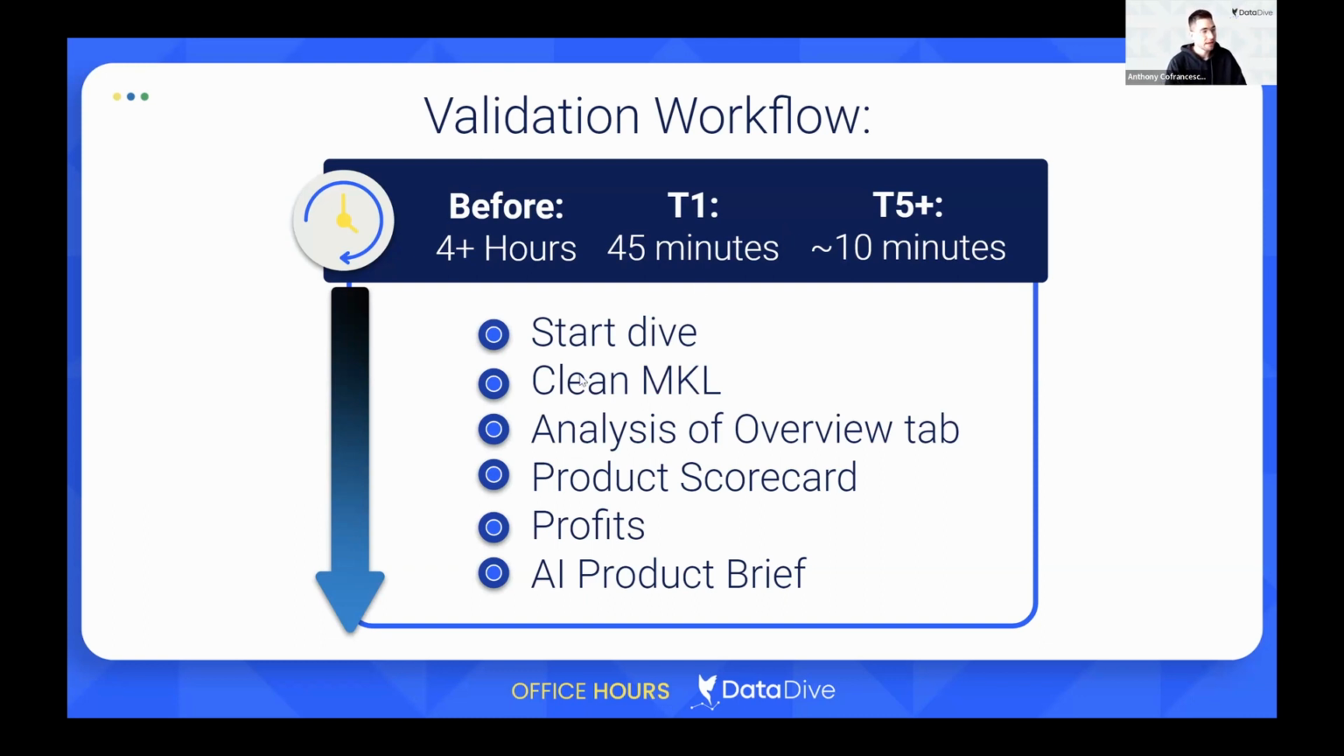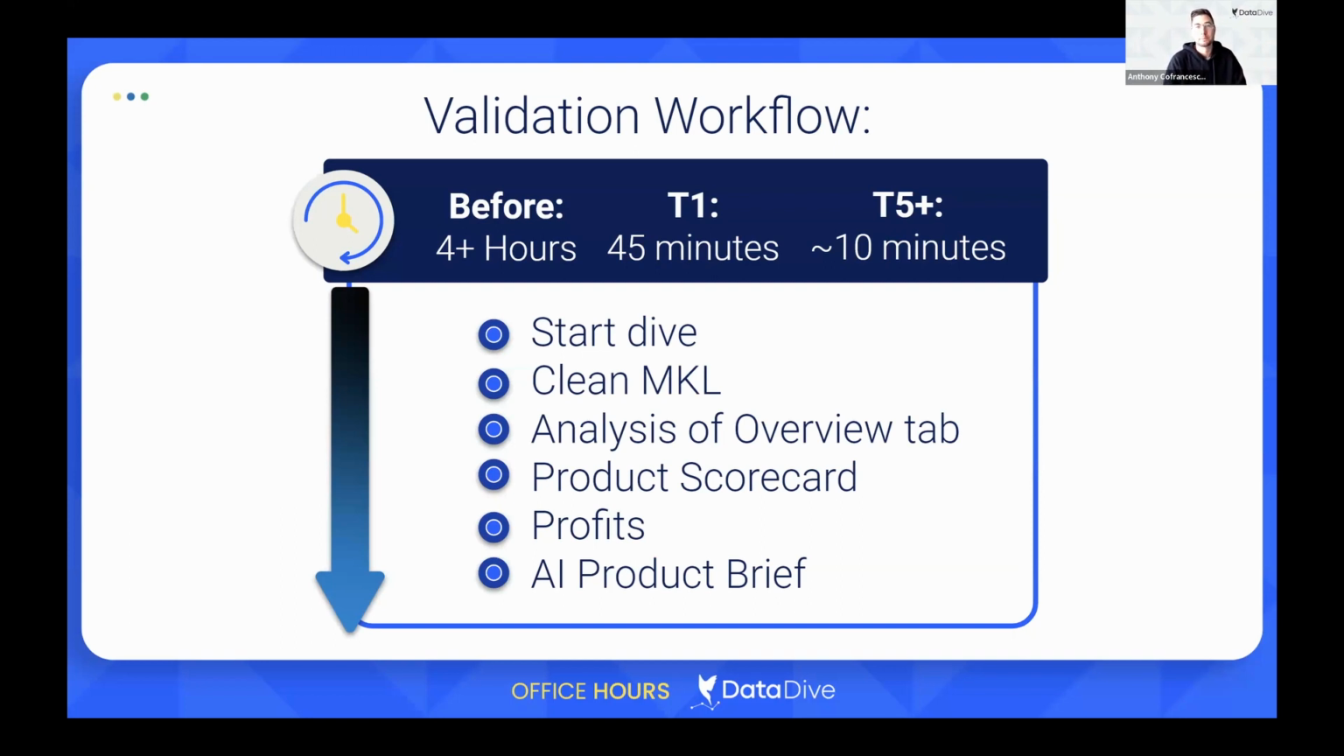So in order to validate a product, you're just going to start your dive. You're going to clean your master keyword list. You're going to do a quick analysis of the overview tab that's inside of the MKL. Then you're going to fill out the product scorecard, you're going to fill out the profits tool, and you're going to run the AI brief. Once you've completed those steps, you're going to get at the end a completed product scorecard. Remember, high positive scores, low risk; large negative scores, high risk. Right? You're going to have an answer on the profits tool for what's the budget required to launch this product.